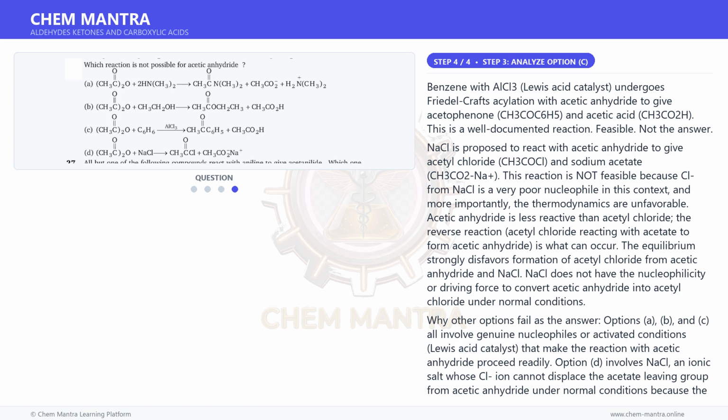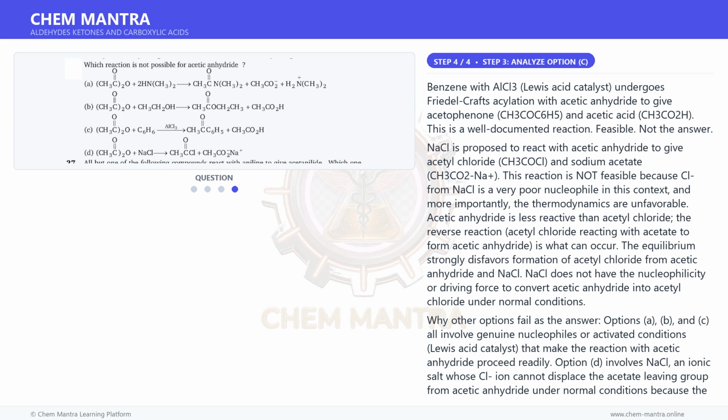The reverse reaction, acetyl chloride reacting with acetate to form acetic anhydride, is what can occur. The equilibrium strongly disfavors formation of acetyl chloride from acetic anhydride and NaCl. NaCl does not have the nucleophilicity or driving force to convert acetic anhydride into acetyl chloride under normal conditions.